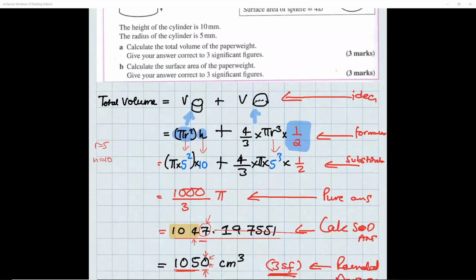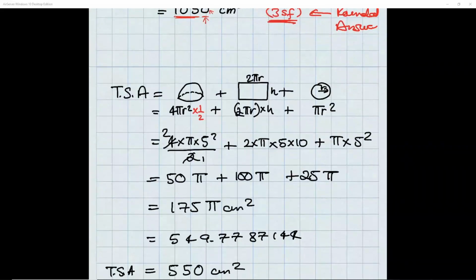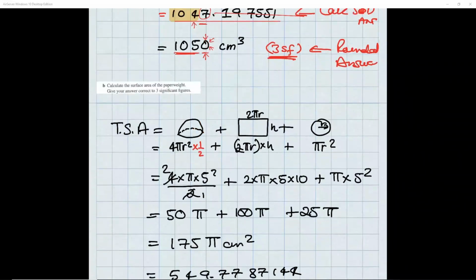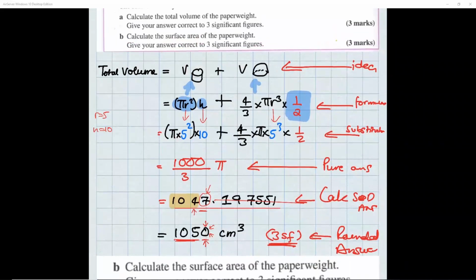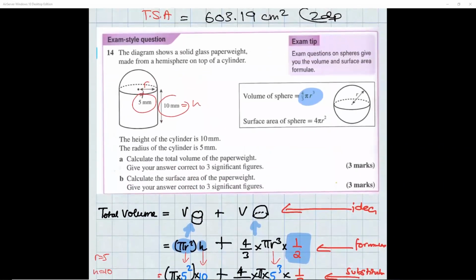So question B says, calculate the surface area of the paperweight. I think I should have chopped that part of the question out. Give me a second. Copy. Paste. So calculate the surface area of the paperweight, give your answer correct to 3 significant figures.